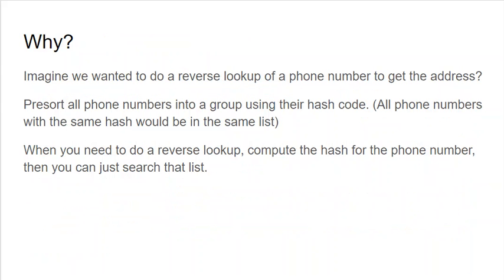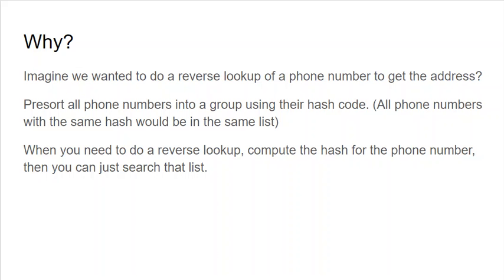Why would we want to do this? This was invented in the 1950s by an IBM engineer named Peter Luhn, and it was to facilitate information retrieval. So imagine we have a giant dictionary of phone books and we want to do a reverse lookup. How do we reduce the size of the search space for the phone number we want to look up?